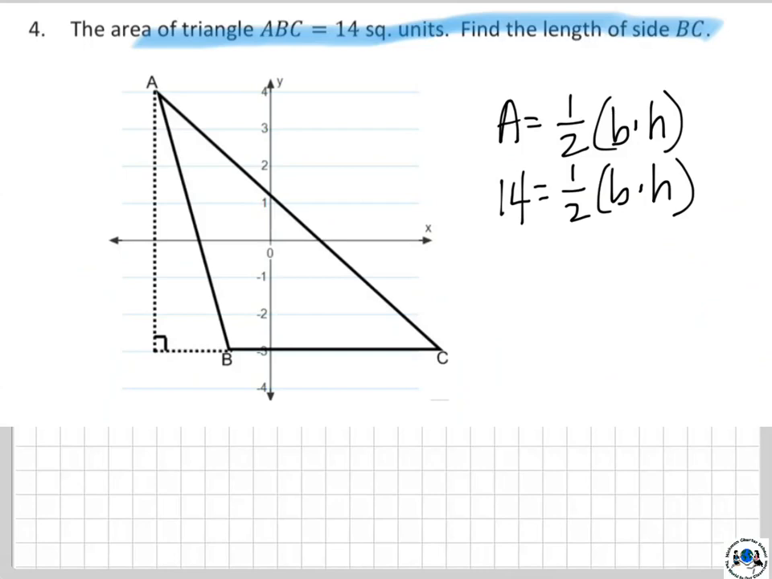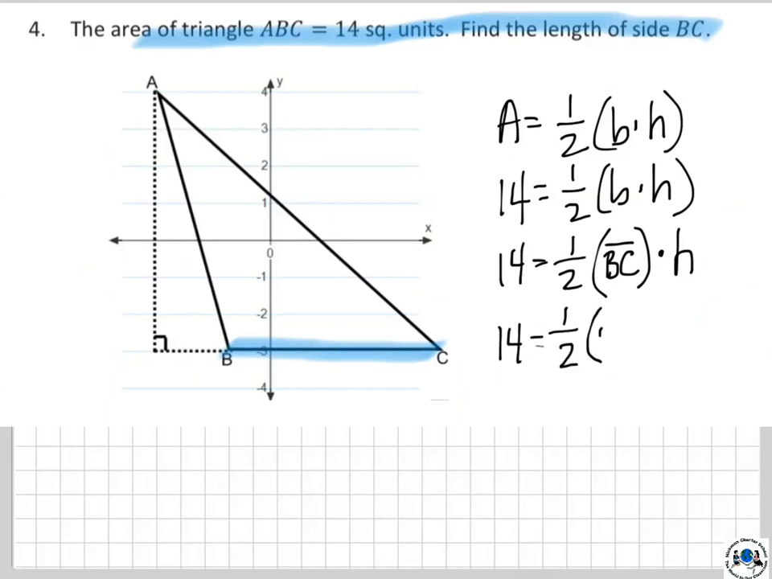Okay, so the way I started off here is with my area of a triangle formula. A equals 1/2 base times height, and I plugged in what we know. We already know the area, which is 14. So 14 equals 1/2 base times height. 14 equals 1/2 BC, because that's our base, times height. We'll just replace the B with the BC, that segment.